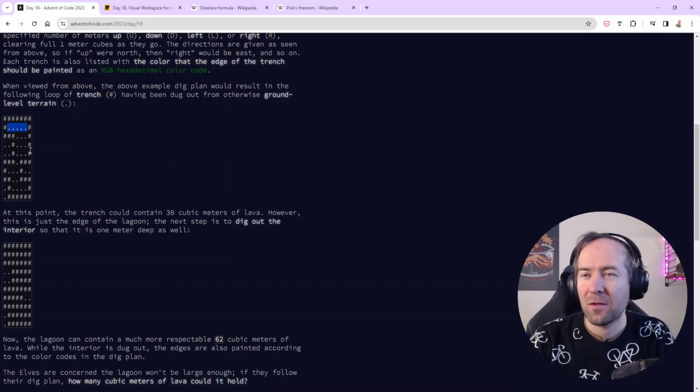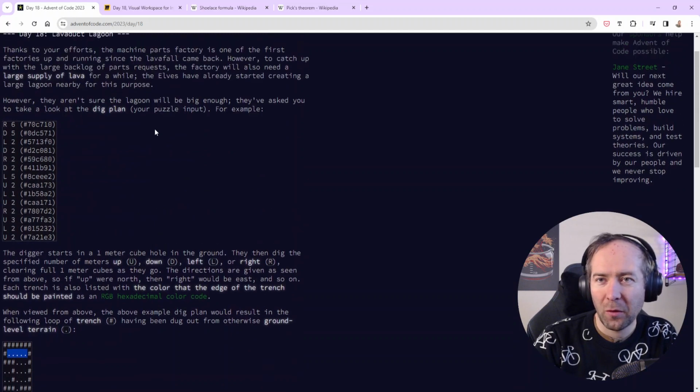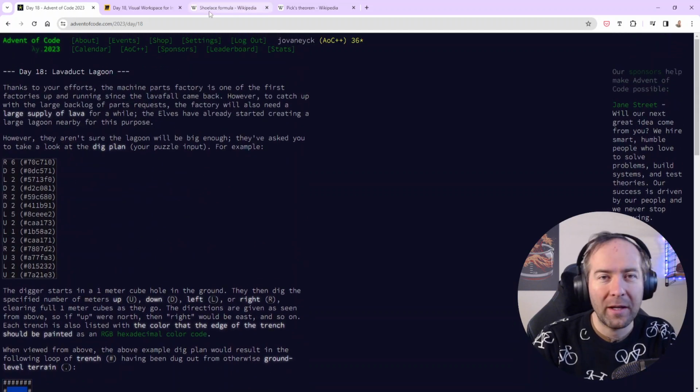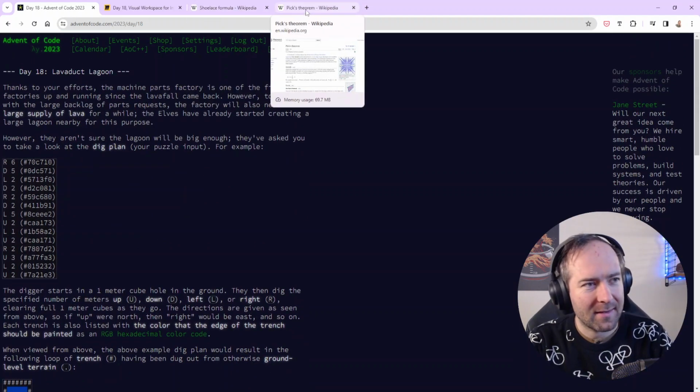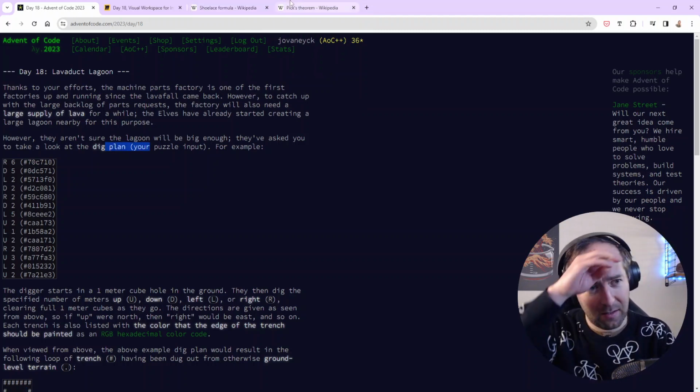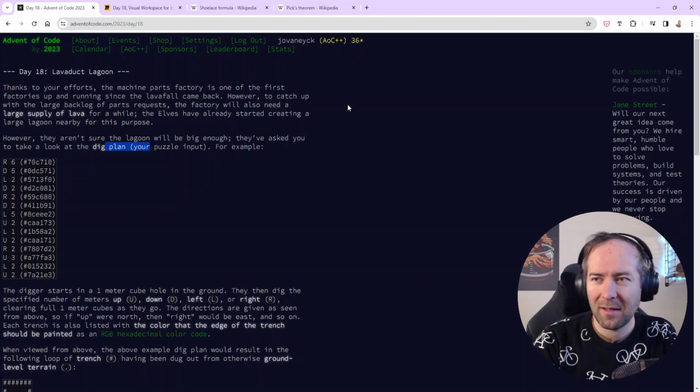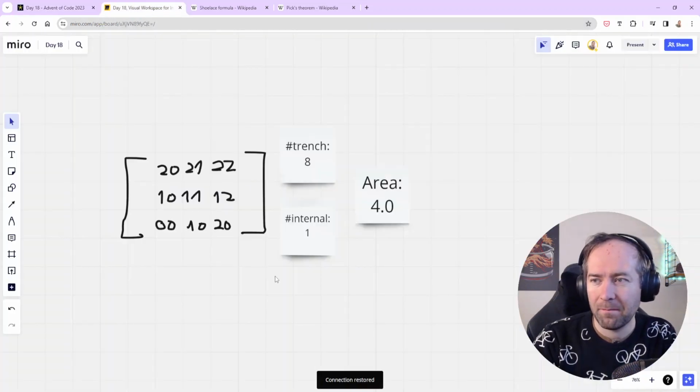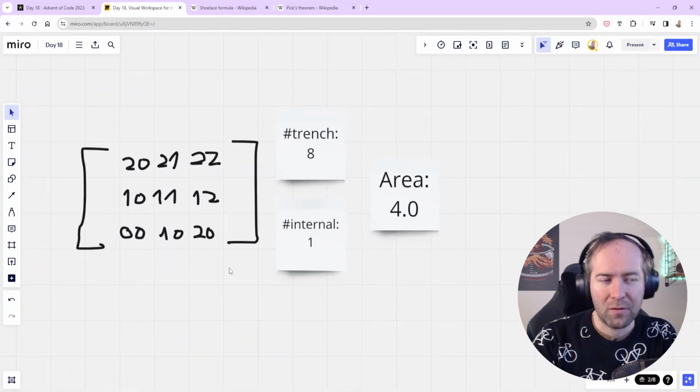If you've seen any other solutions for day 18, you will note the two words called shoelace formula and Pick's theorem, and that's exactly what I used as well. But the first time I looked at those formulas and I tried programming stuff with it, I was like, oh, what the hell is this? So I had to draw stuff to kind of make it make sense for me.